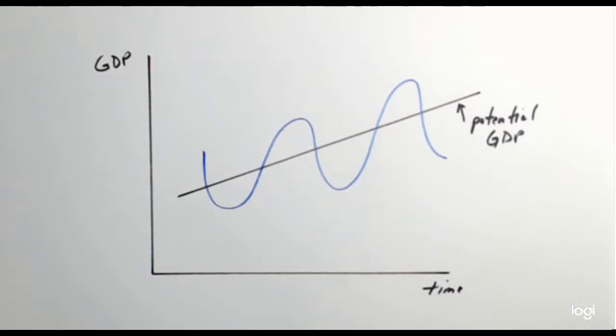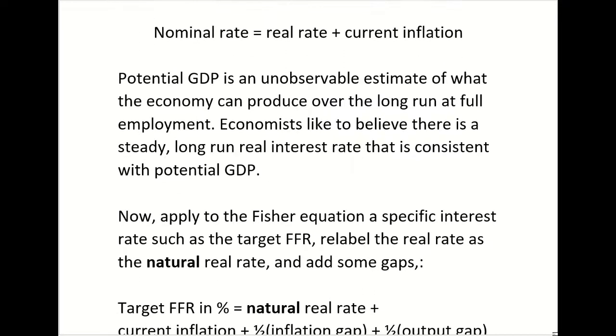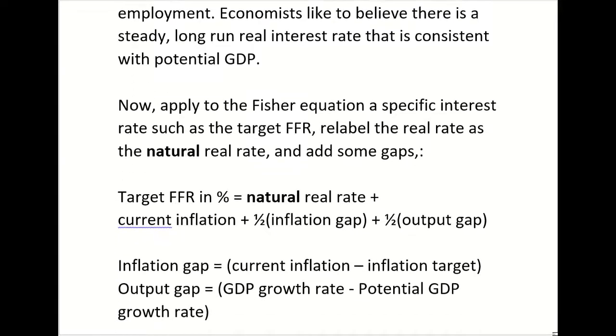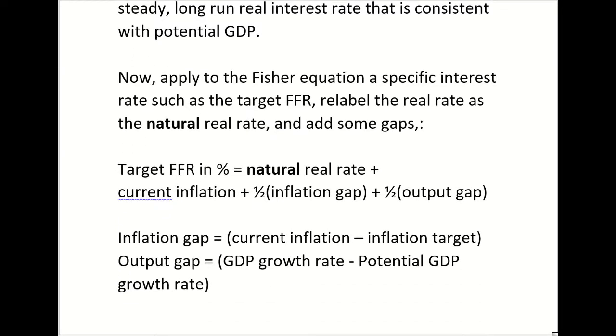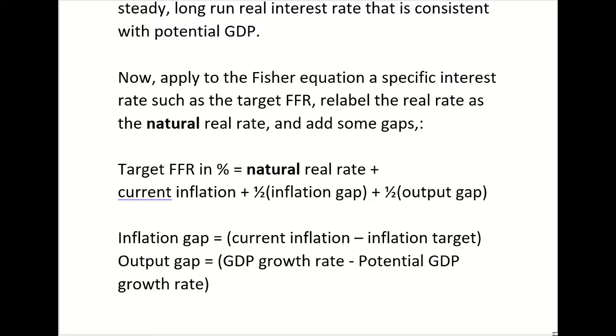Now let's get back to the Taylor equation. So now that we understand the Fisher equation and we have an idea about potential GDP and the natural real rate, let's move on to the Taylor equation. And so the way to think about the Taylor equation is take the Fisher equation, apply it to a specific interest rate, like the target Fed funds rate. And what we next need to do is relabel the real rate and just call it a natural real rate. And then we're going to add two gaps. We're going to add an inflation gap and an output gap.